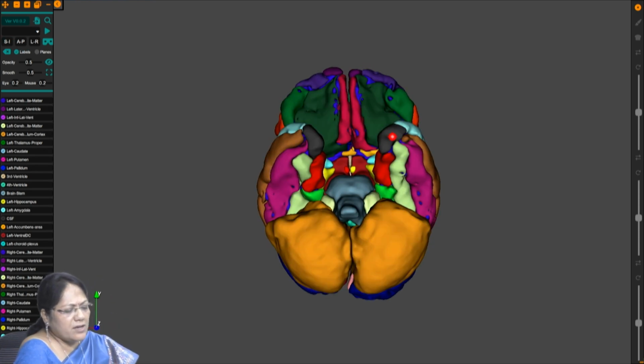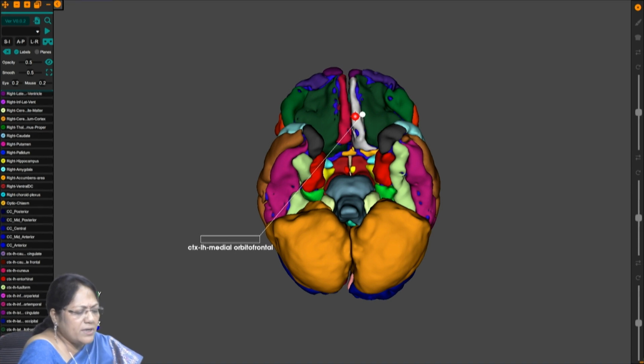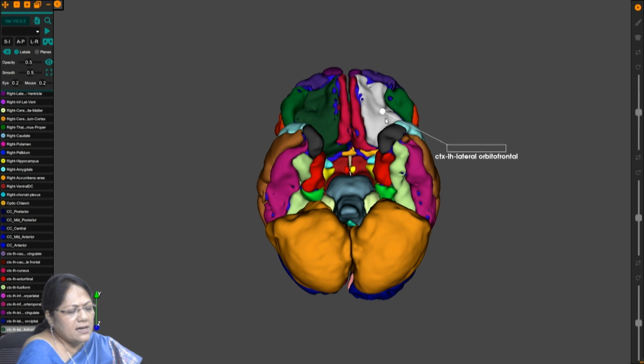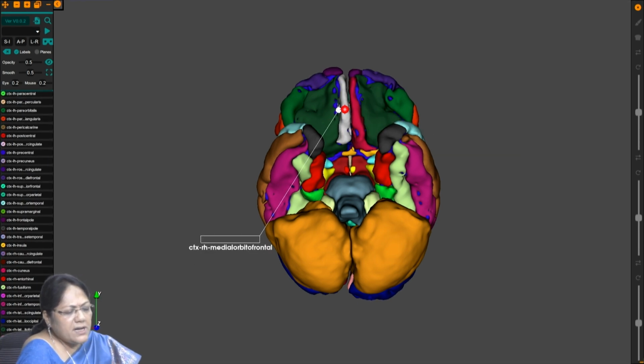Coming to the inferior surface, we are not concerned with these yellow areas. They are actually parts of the cerebellar hemispheres, and this part is the midbrain. This red part is the medial orbitofrontal gyri. Here we get that H-shaped orbitofrontal sulcus, so this part is the lateral orbitofrontal gyri. And here on the median plane, we get the medial orbitofrontal gyrus.